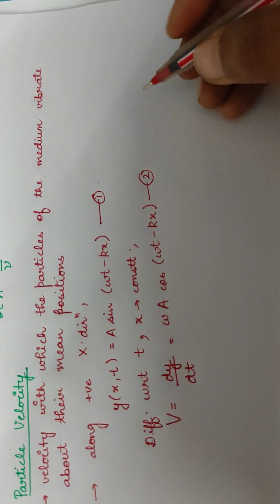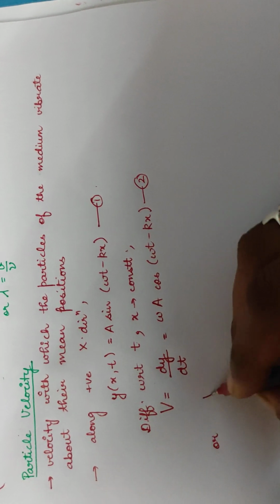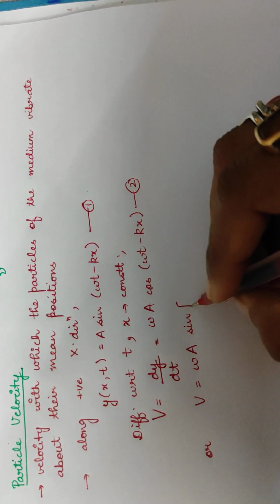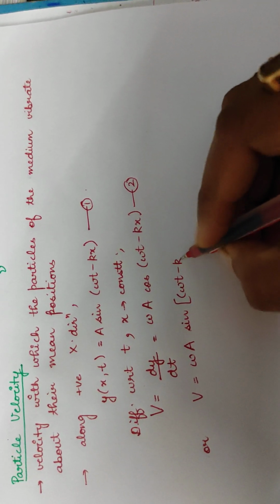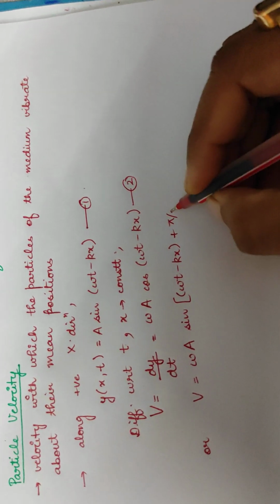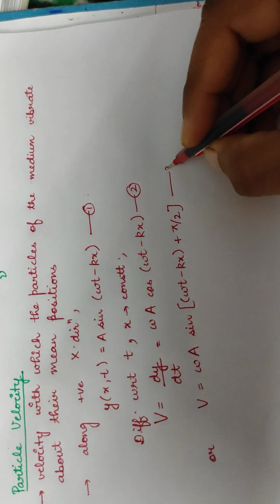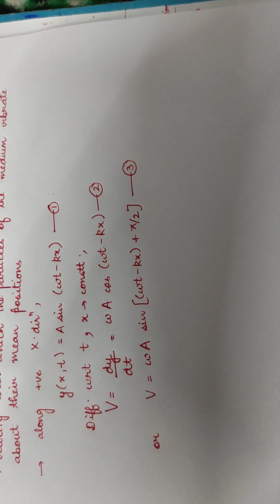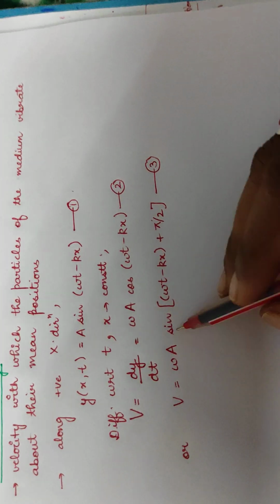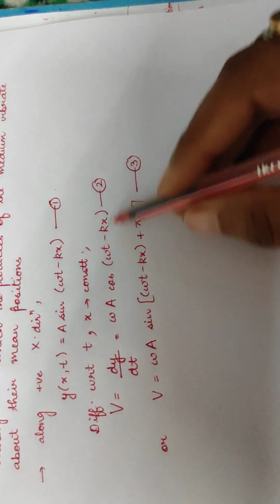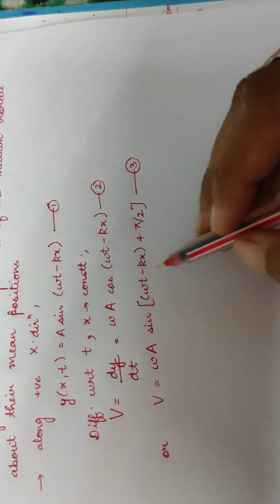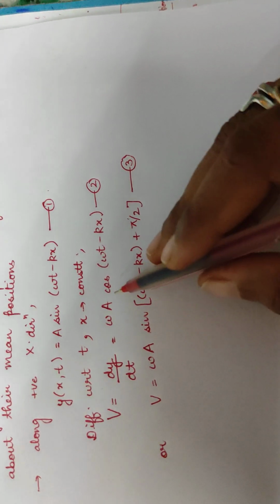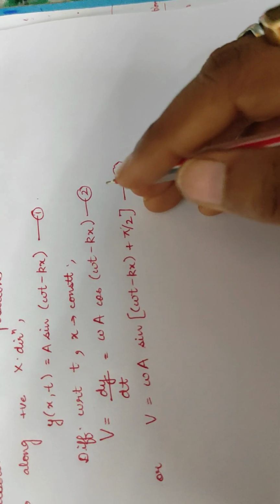Let us mark this as equation number 2. I can also write this equation as omega a sine omega t minus kx plus pi by 2. Now, if you remember the trigonometric ratios in the quadrant, sine of pi by 2 plus theta is cos theta. So from here we have derived this: sine pi by 2 plus theta is always cos theta. Is it clear? I think it is clear to you.